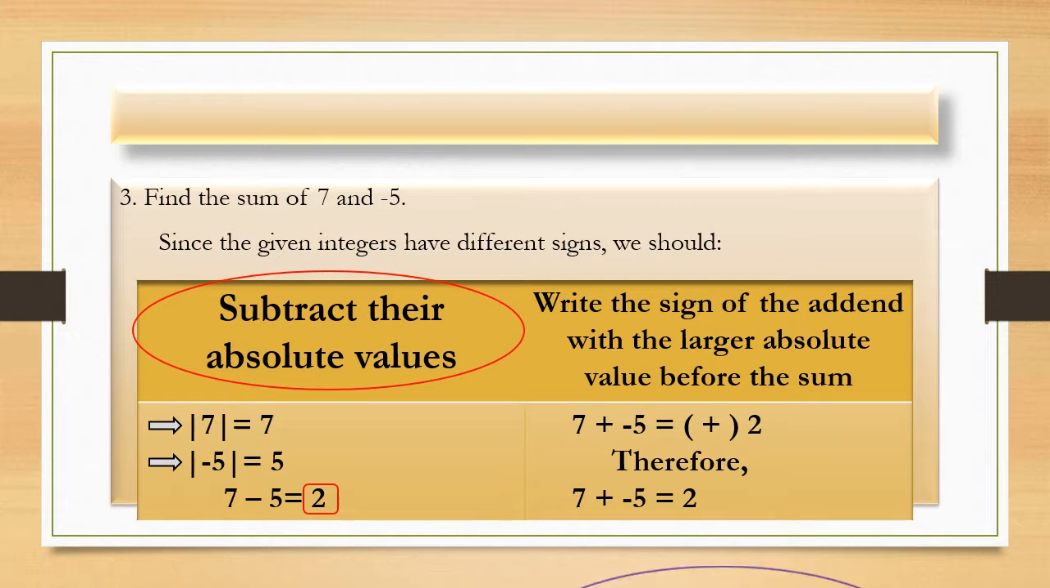Then, let's write the sign of the addend with the larger absolute value before the sum. Since 7 has the greater absolute value, our sum must be positive. Therefore, 7 plus negative 5 is equal to 2.